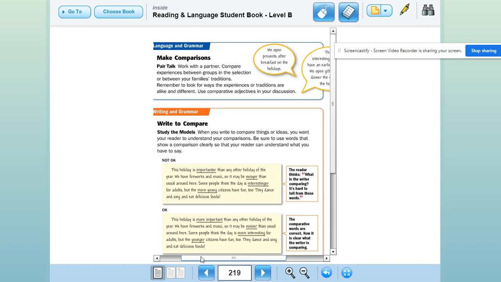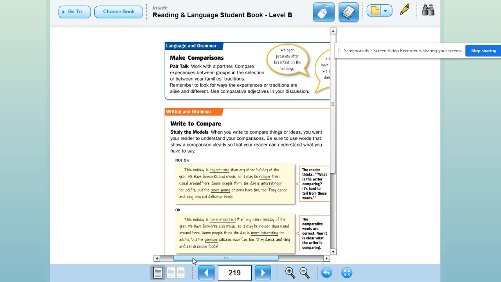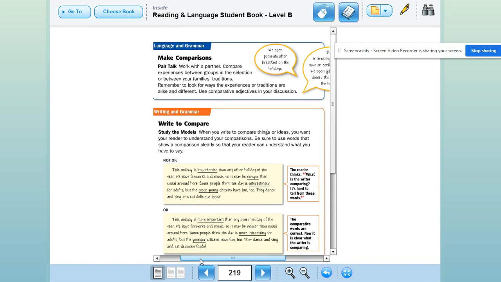So this helps you speak. It helps you improve your speaking skills. So pair talk. Work with a partner, compare experience between groups in the selection or between your family's traditions. Remember to look for ways the experience of traditions are alike and different. Use comparative adjectives in your discussion.